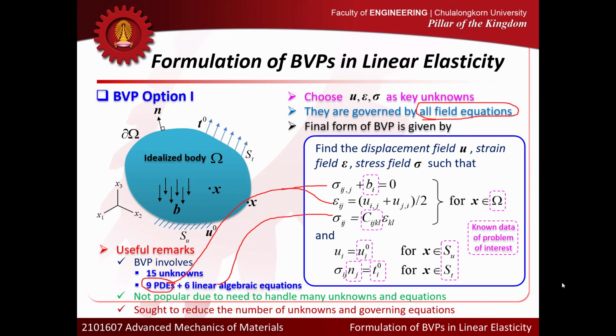Okay. Now, if this formulation is not good practically, what should we do then? We will try to get a better formulation, one where we have to deal with fewer unknowns and fewer equations. Okay, that is the goal that we are going to work on next time. Okay, I will stop here because we are running out of time. I will come back and talk about how to formulate the boundary value problem in different ways, with the goal that we should get something better than option one that we got here. Okay.